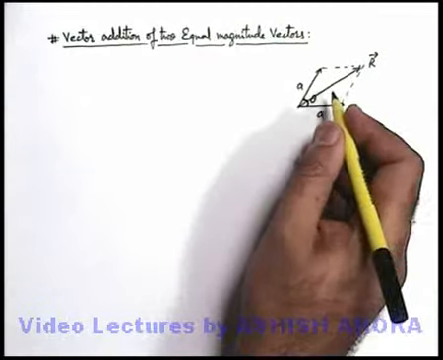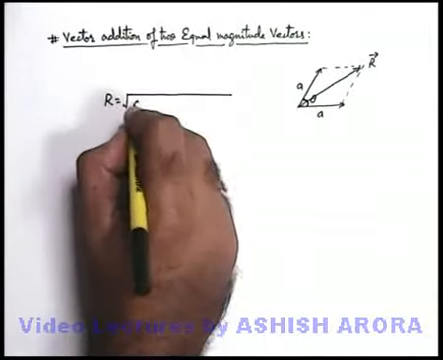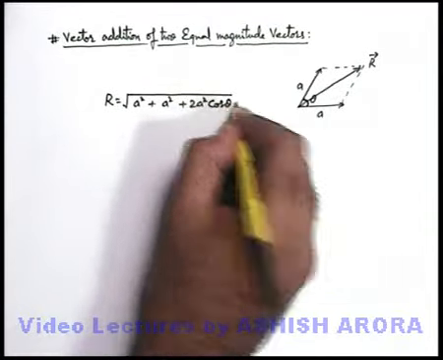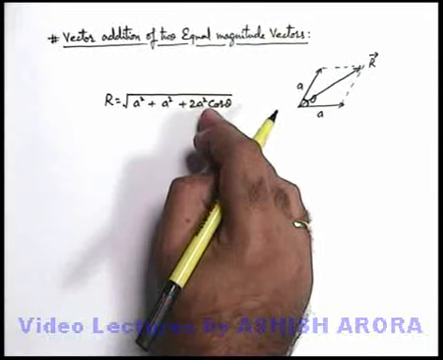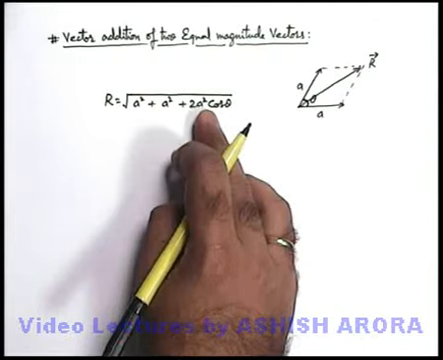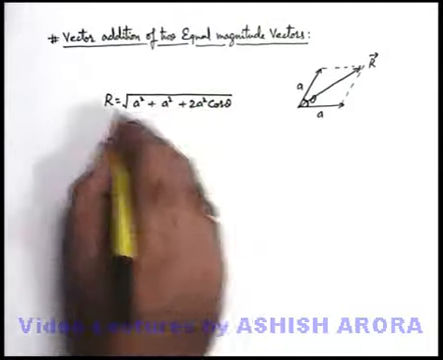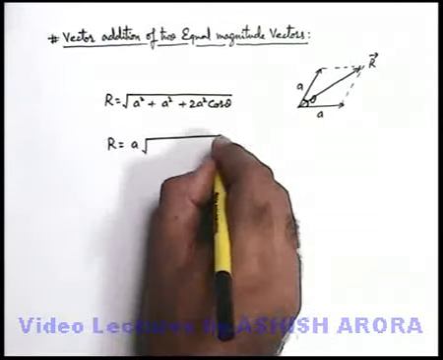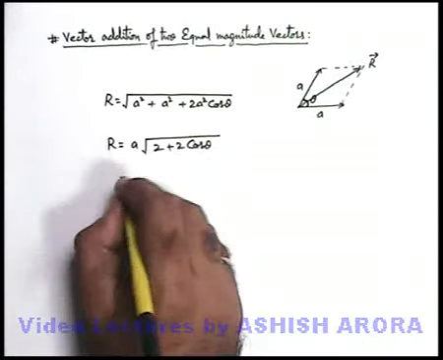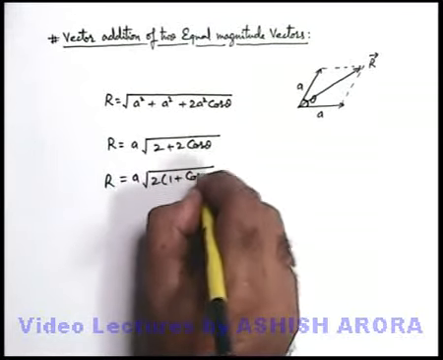Using the parallelogram law, we can directly write the value of R as root of a square plus a square plus 2a square cos theta. Here we are directly using formula 1, the result of the parallelogram rule, which gives the magnitude of the resultant vector. Taking a common, this is a root of 2 plus 2 cos theta, which we can write as a root of 2 into 1 plus cos theta.